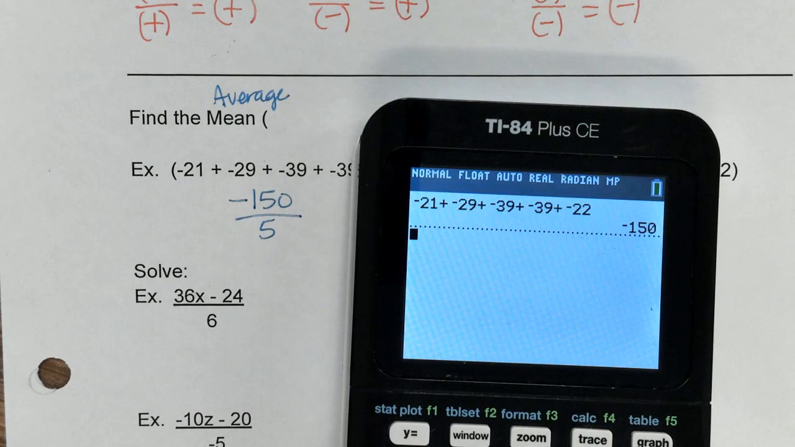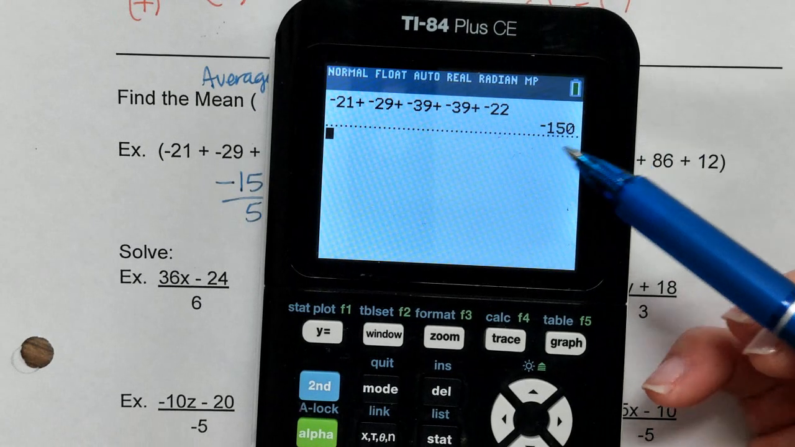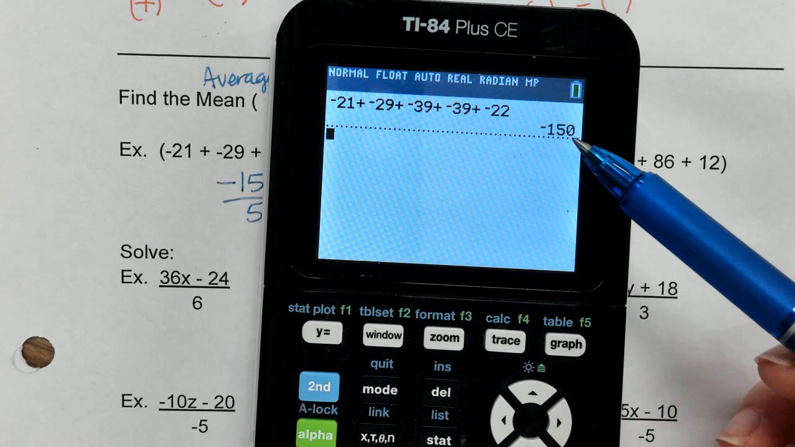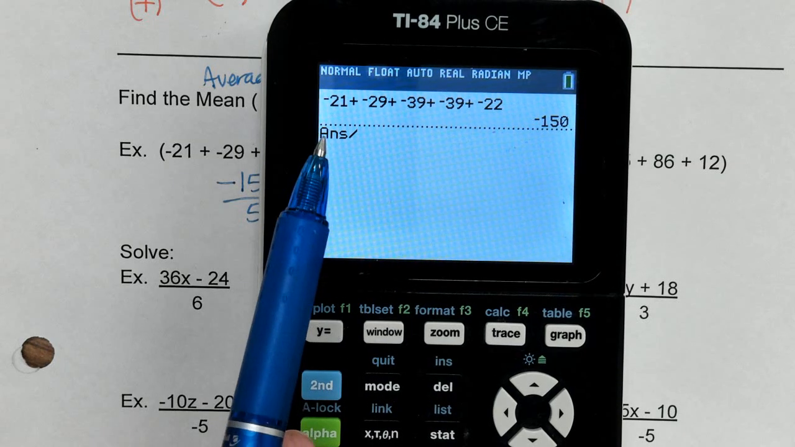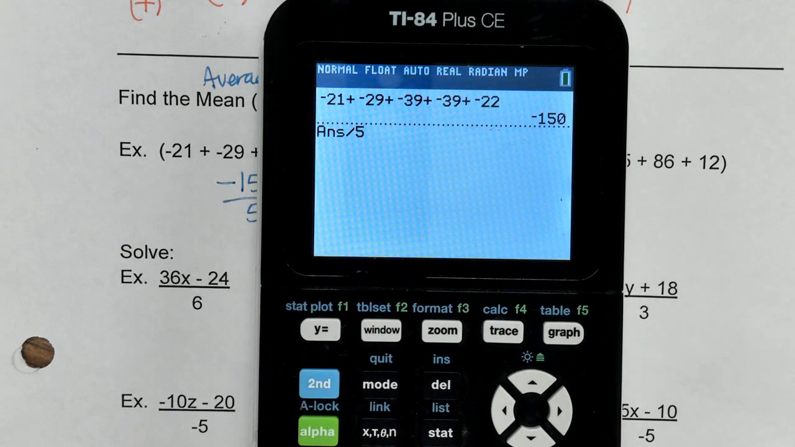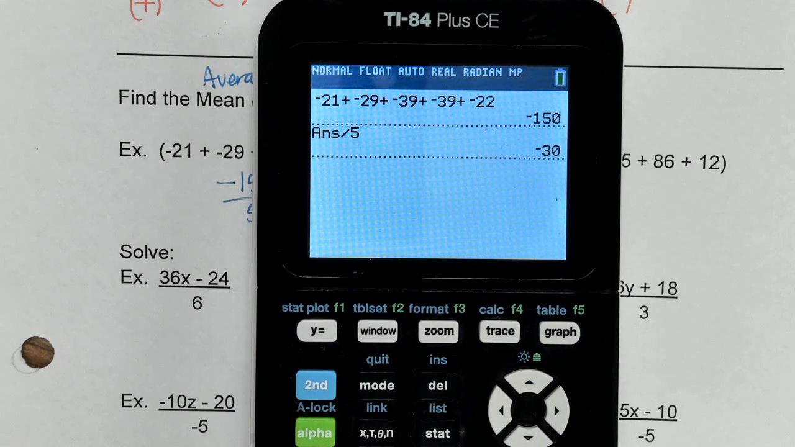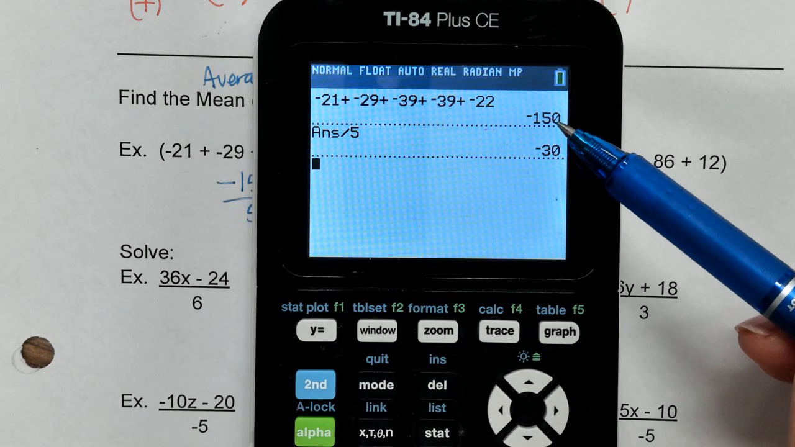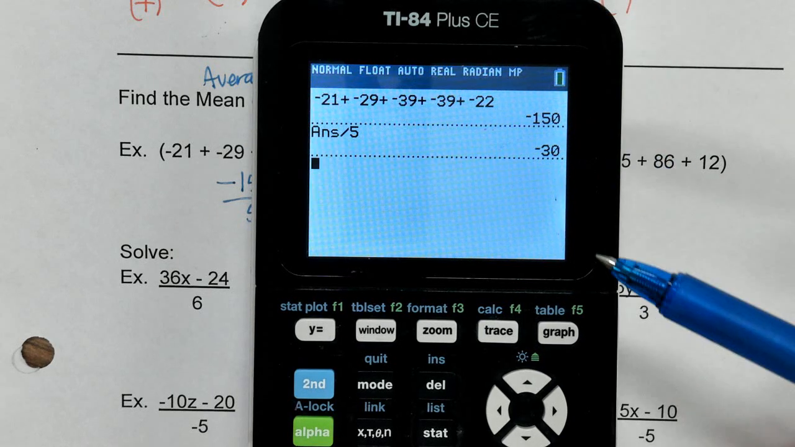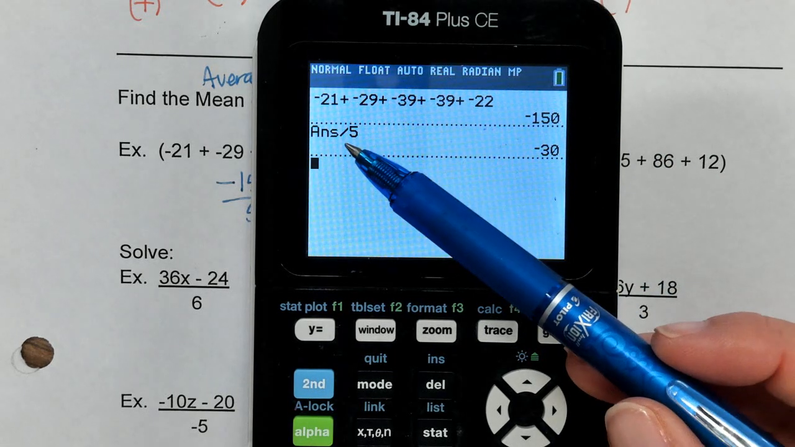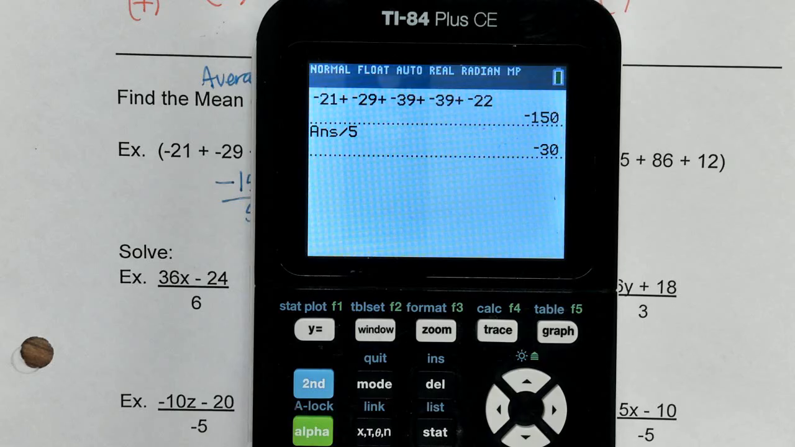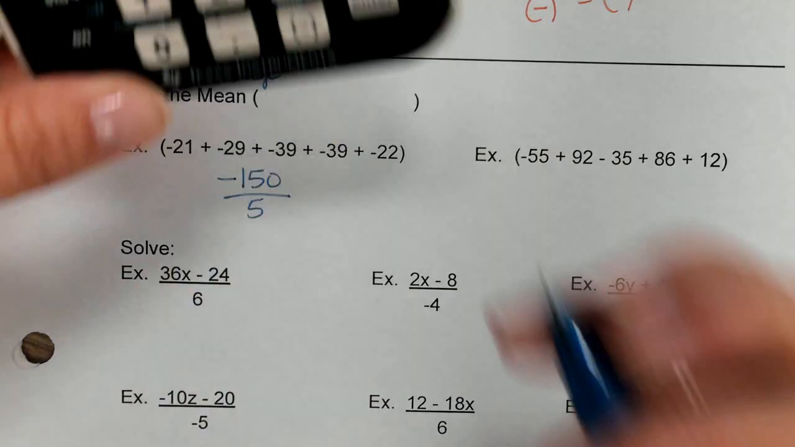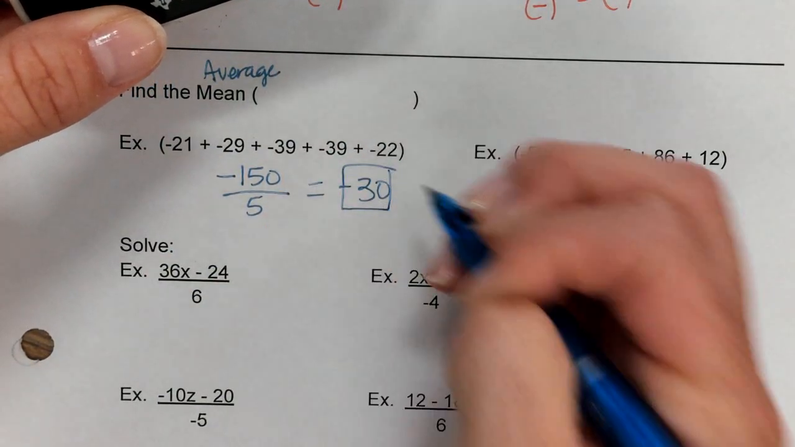And negative 150. Now here's another thing y'all need to know. You don't have to retype this in if you're going to use it. So if I want to do negative 150 divided by 5, I can literally hit divide, and look what it says. Oh, you want me to take your answer and divide by 5. Yes, I do. If I don't want to have to retype negative 150 divided by 5, I can simply hit divide, and the calculator says, oh, okay, you want me to take your answer and divide by 5. Now, if that confuses you, just type it in, okay? All right, so my answer is? So the average of that list, the mean, is negative 30.